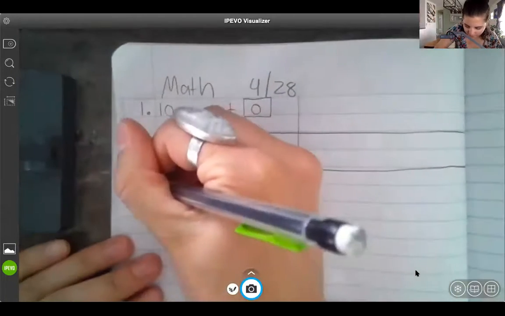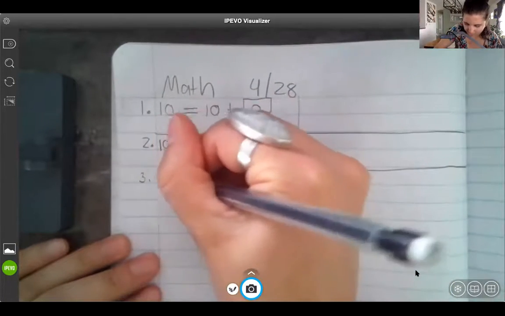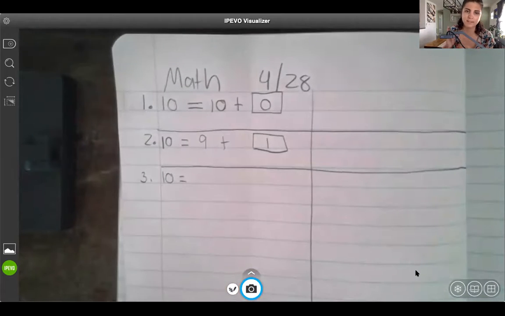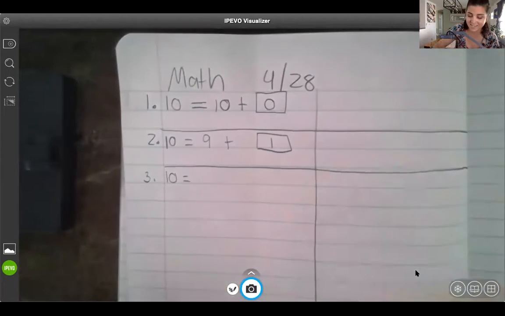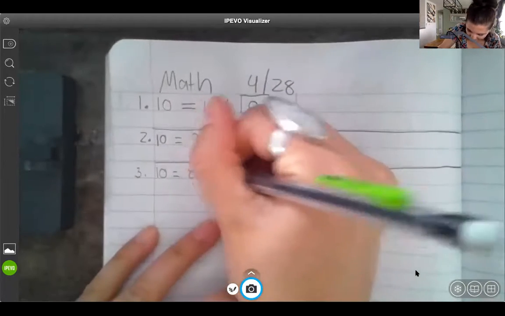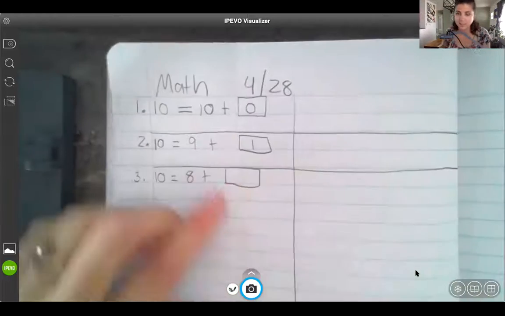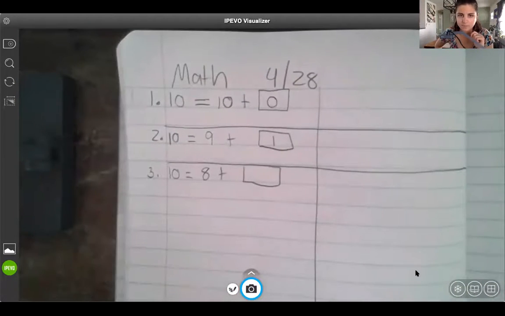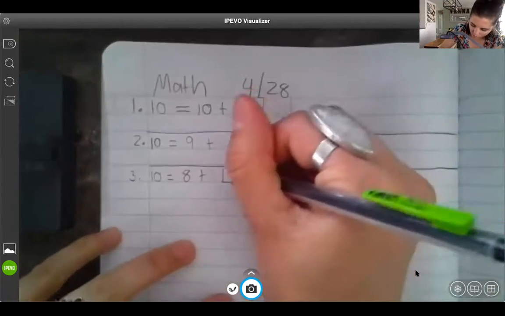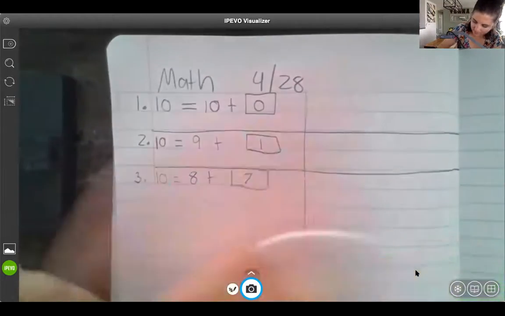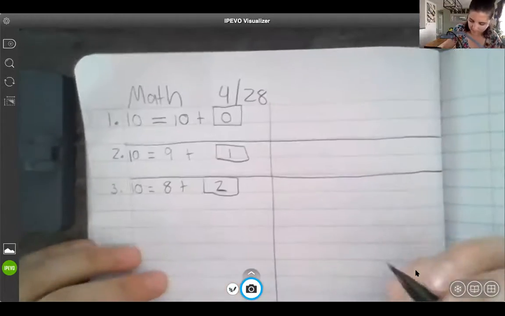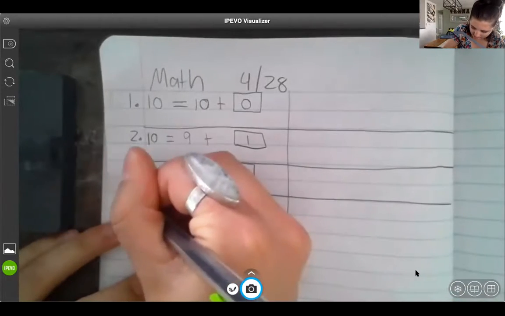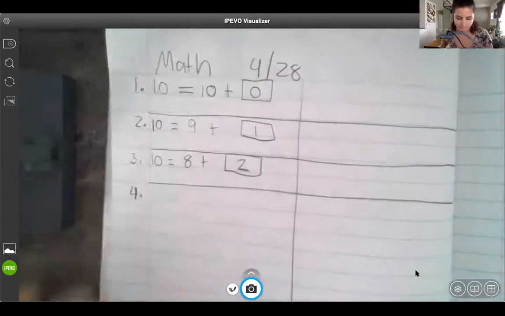Let's go to number 3. Let's just continue to follow this pattern. So 10, 9, what comes after 9? Or what comes before 9? 8. 8 plus, and that's what we're finding. That box, that's what we're finding. 8 plus what equals 10? 2, yeah. Let's draw a line. Let's go on to number 4.